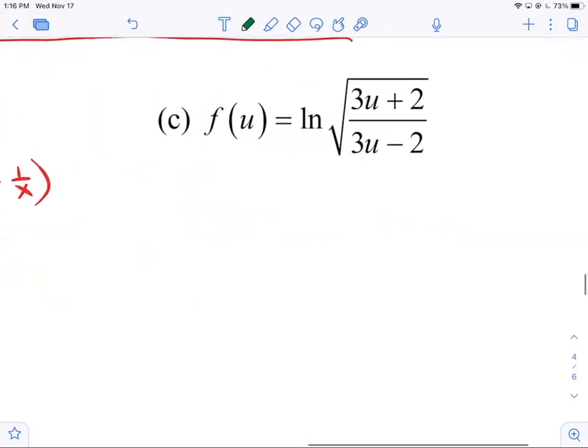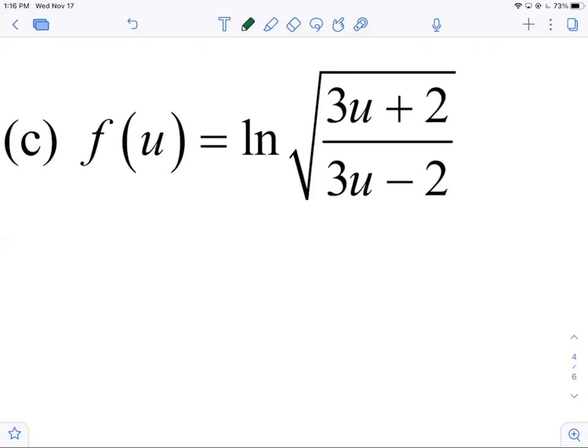All right, letter C. We have f of u is the natural log of the square root of (3u plus 2) over (3u minus 2). The independent variable is u. The dependent variable is f. Simplify early and often, especially when you have logs.